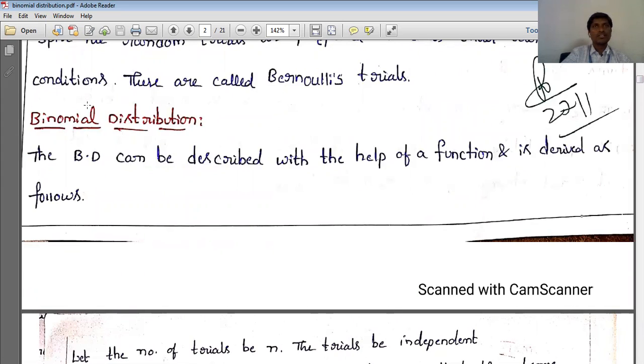So why is it called bi? Bi is nothing but two outcomes. What are those two outcomes? Here we are getting success and failure.